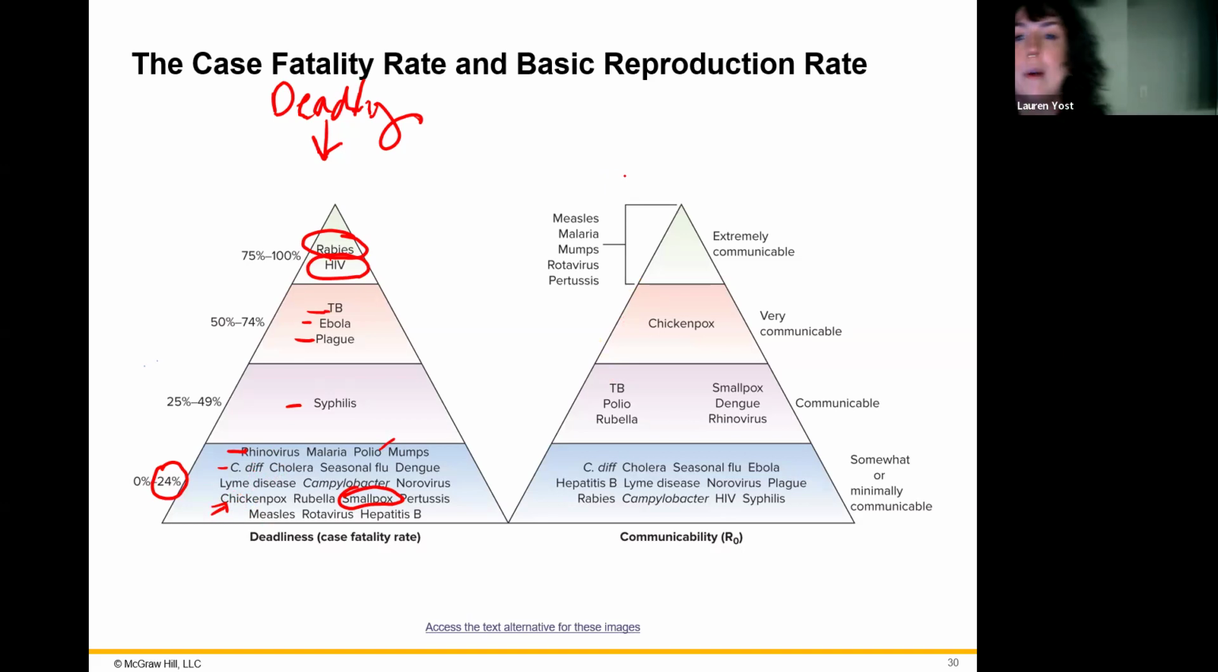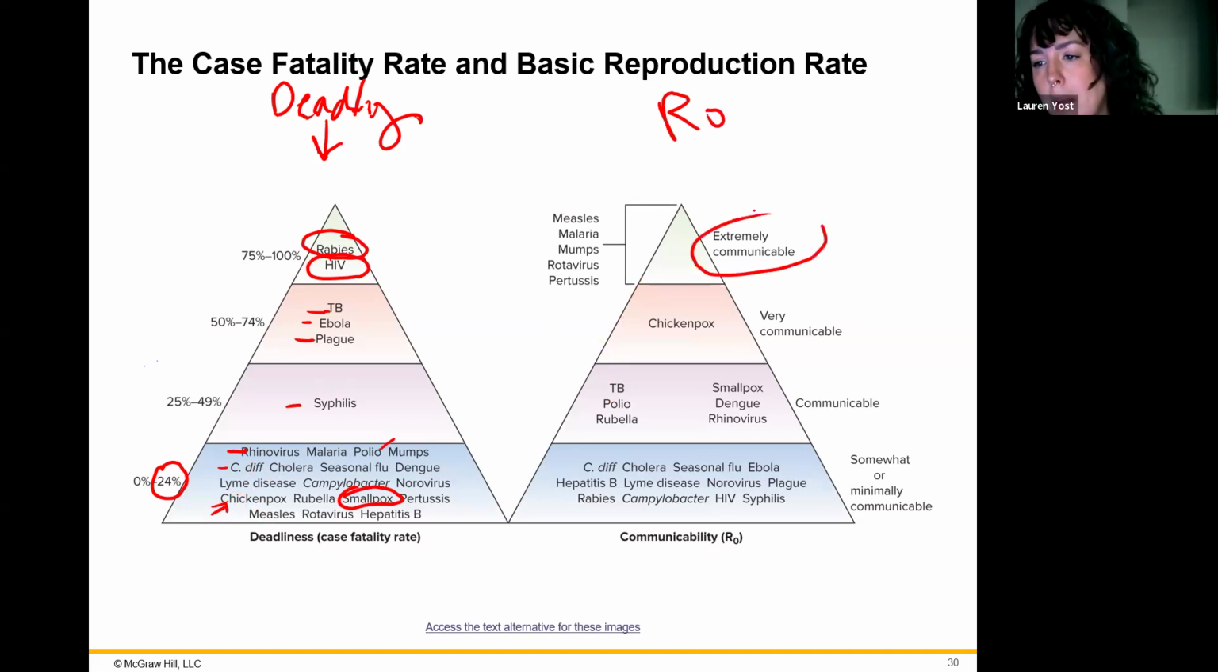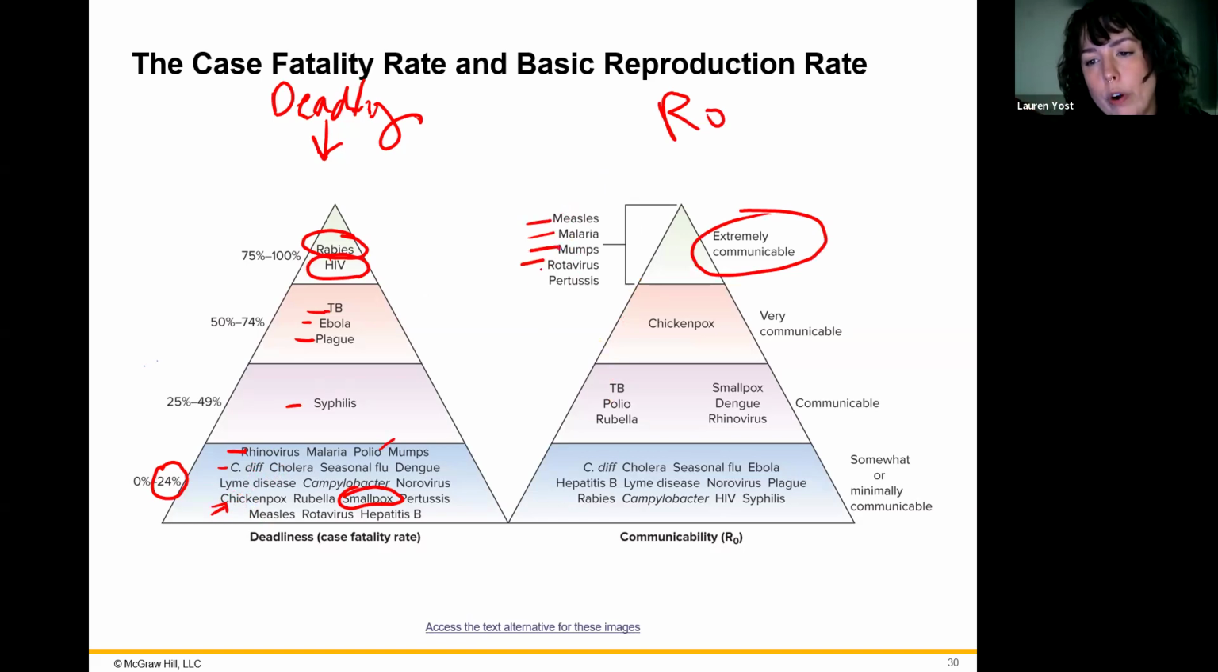Whenever we look over at the communicability, or not, the likelihood that you're gonna spread it to other people, we have at the very top the extremely communicable diseases: measles, malaria, mumps, rotavirus, pertussis. You cannot get malaria from another person. Okay? You can only get it from mosquitoes, but if you live in an area that is endemic to malaria, I promise you that almost all the mosquitoes that you come into contact with could potentially infect you. It's pretty serious. That's why if you travel to an area where it is endemic, they will give you prophylactic drugs.